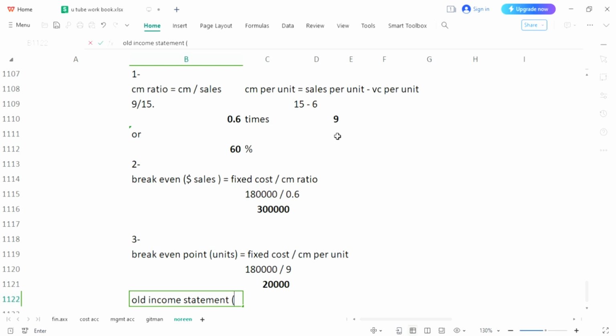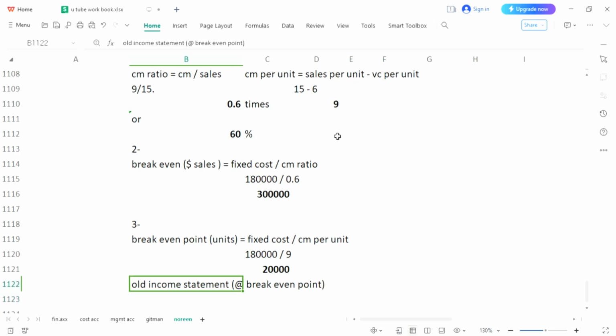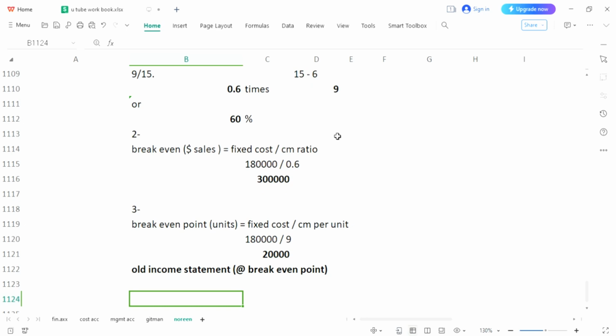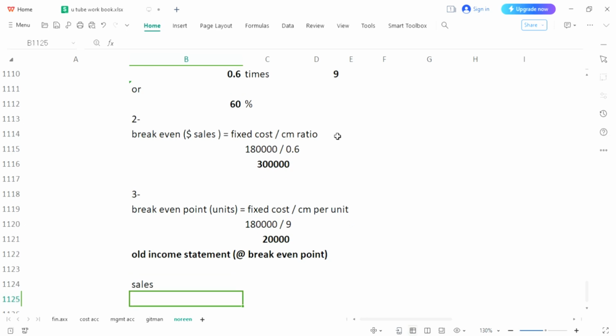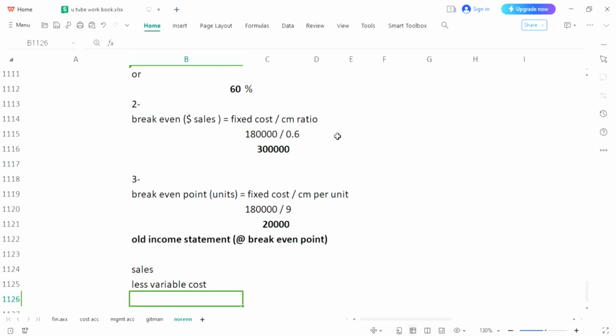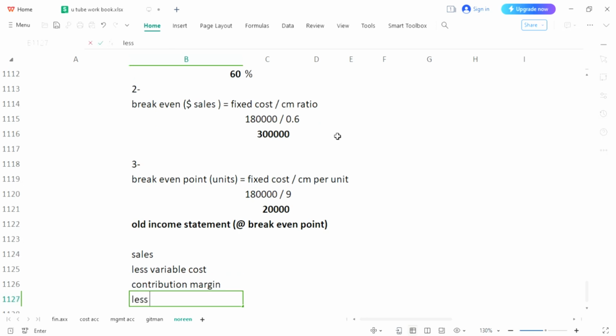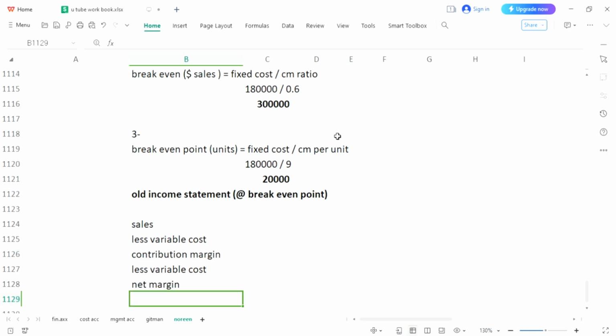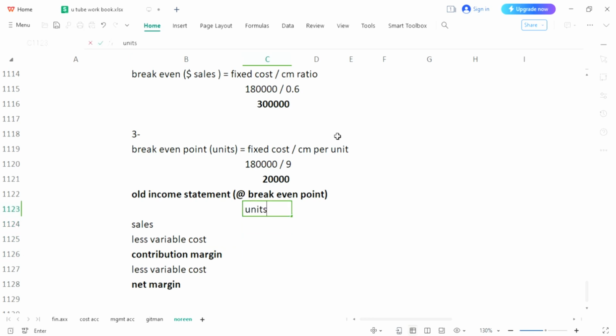According to break even point, we will calculate our old income statement. And for that, to make an income statement, what do you need? The very first thing is to write sales, then variable cost, and we will get contribution margin. Then we need to subtract our fixed cost, and we will get net margin. This is our contribution margin format income statement, and here we write our units, then per unit, and finally we will be calculating the amount.